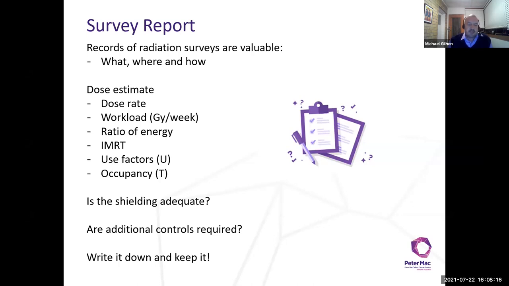So have your radiation survey written down and documented, and make sure you keep it. We have situations here at Peter Mac where the only information I've been able to find on how thick a barrier is, or what's down there, was in some radiation survey reports that were done by physicists 20 years before I worked here. The architectural reports were long gone, but physicists, we like to keep our documentation, we don't destroy records. And it's the same with radiation survey reports. They come in extremely useful for all manner of purposes.